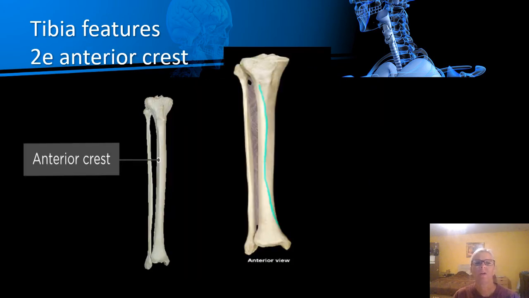All right, so here we have the anterior crest, and it is highlighted in green here. It's harder to see here, but if you look really closely, you can see a raised portion there. And this is where some of the deep fascia are attached. You can see them to the left here, connecting the two bones together.